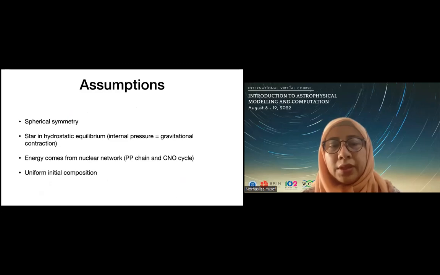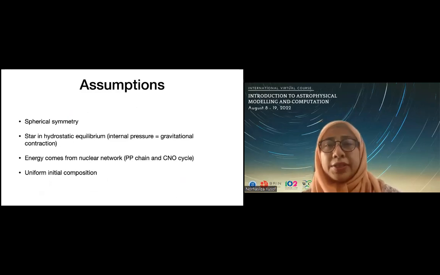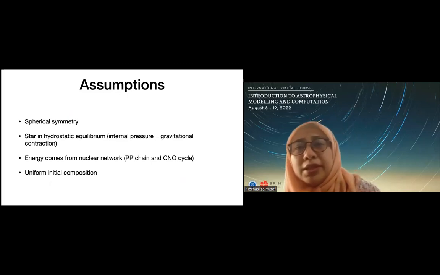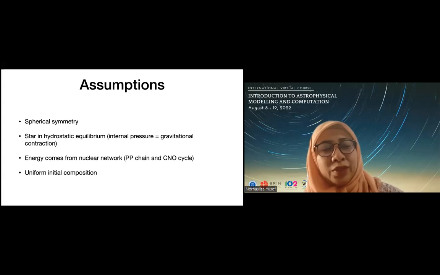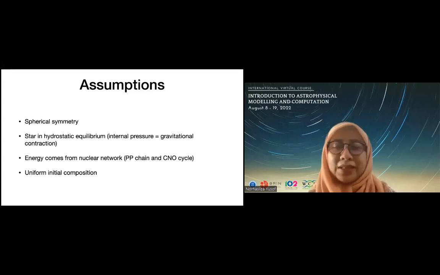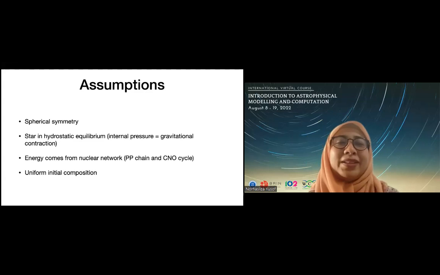Okay, so now we move on to the assumptions for how we want to build stellar models. To build stellar models, we make some assumptions. This is what people, especially when you study physics, will do before you want to build something or solve something. We have to make several assumptions to simplify our calculation.